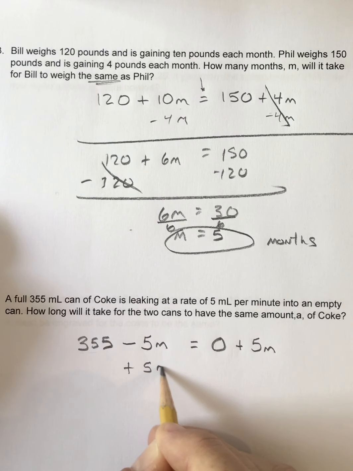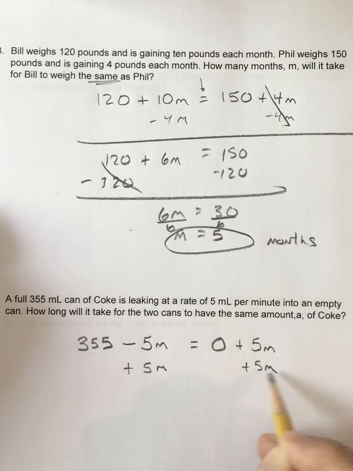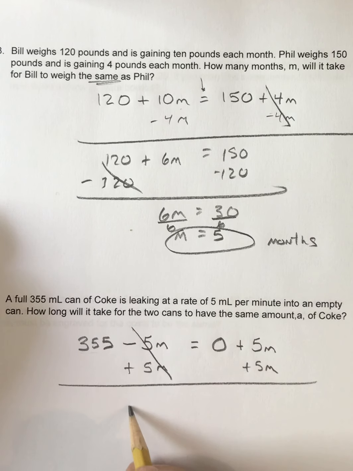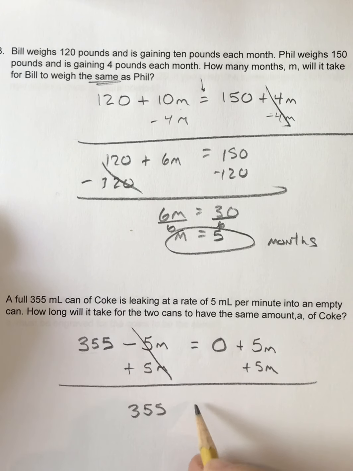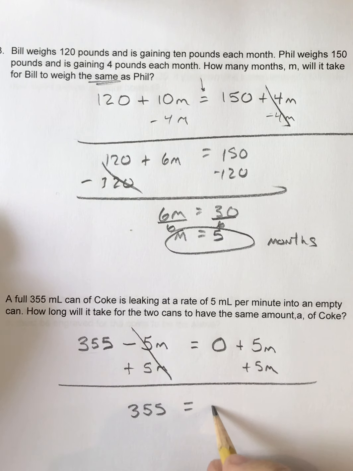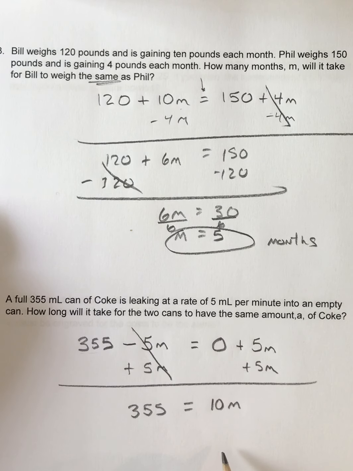I'm going to add 5M, add 5M, to get all the variables on the same side. This is 355 equals 10M. All right, divide both sides by 10, cancels, M equals 35.5 minutes.